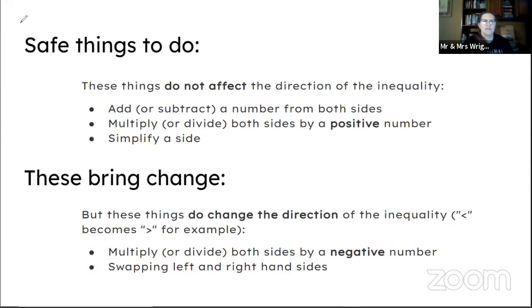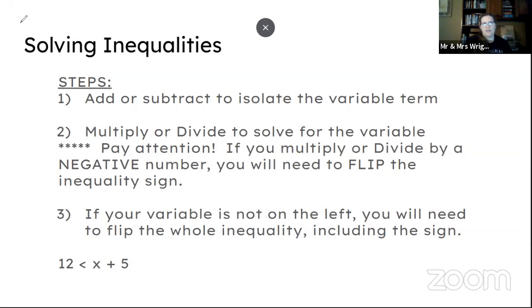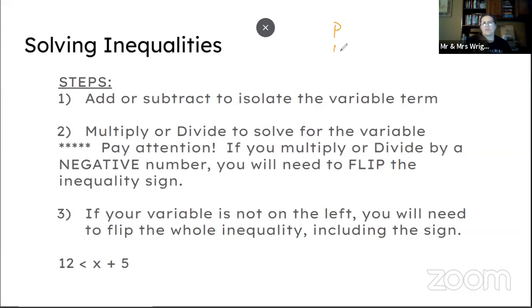Okay, so let's look at some steps for solving inequalities. The first step is to add or subtract to isolate the variable term. Then we multiply or divide to solve for the variable. Essentially, it's like doing PEMDAS again. You're going to add or subtract to isolate the variable term. So if you had 2x plus 3 is greater than 5, you would subtract 3 in this case, to isolate the variable term by itself.